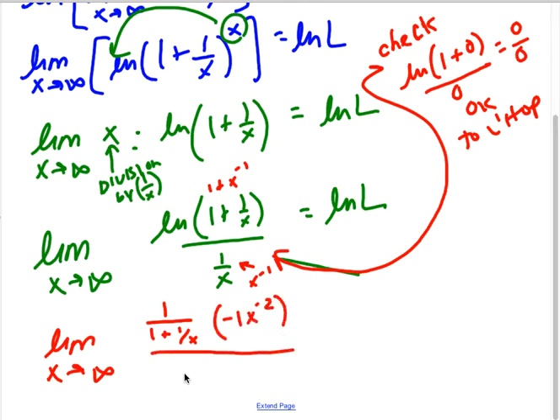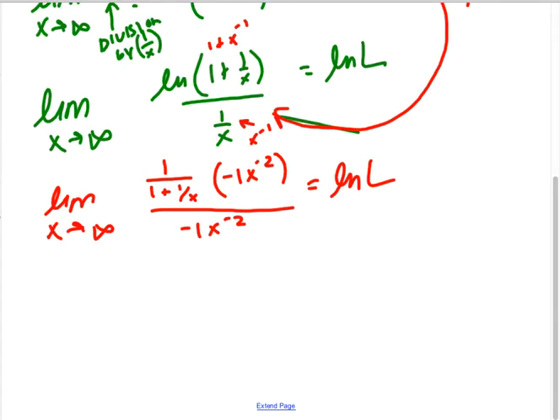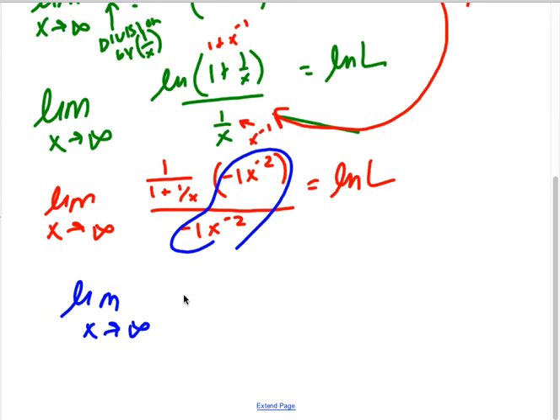On the bottom, the derivative of the stuff is conveniently going to be that exact same negative 1x to the negative second. And remember that that whole thing is still equal to the natural log of L. That's going to matter at the end. These two conveniently cancel, and I now get that this is the limit as x approaches infinity of 1 over 1 plus 1 over x, and that's equal to the natural log of L.